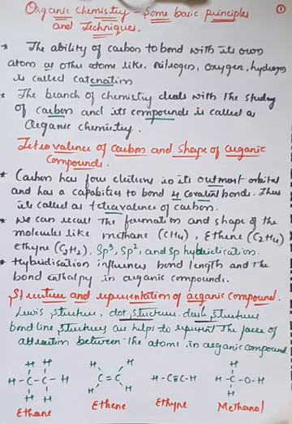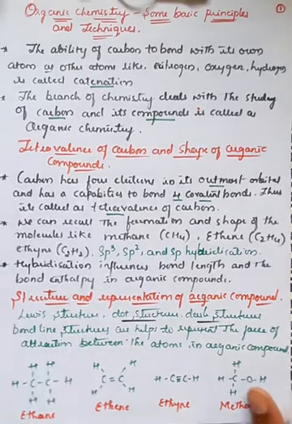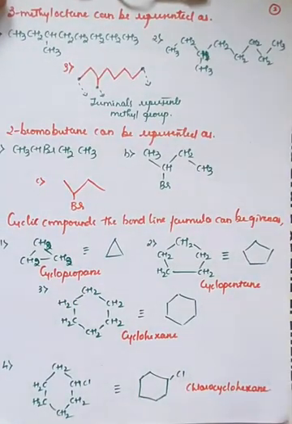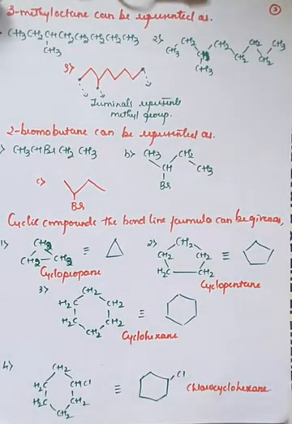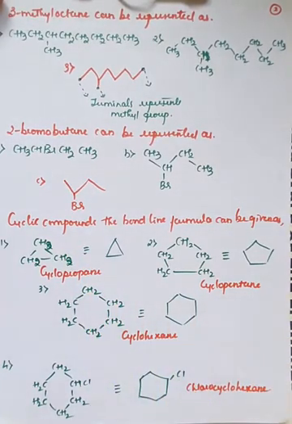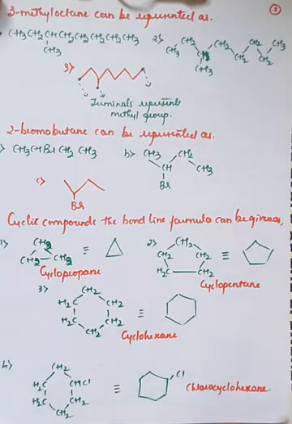One is tetravalency of the carbon as well as shape of the compounds. Second one is the structure and representation of the organic compounds, and along with that we have also seen some examples regarding the structures, that is a linear structure as well as the cyclic compounds like cyclopropene, cyclopentane, cyclohexane as well as chlorocyclohexane.